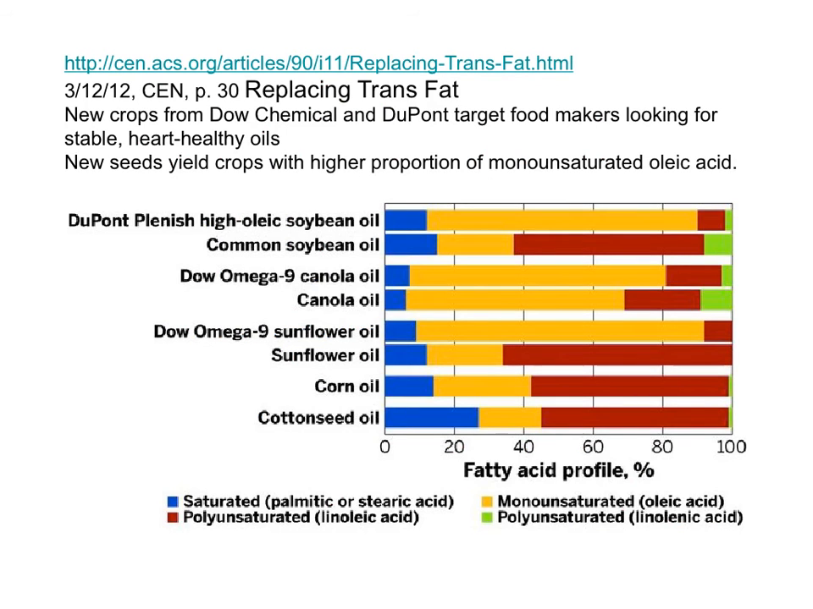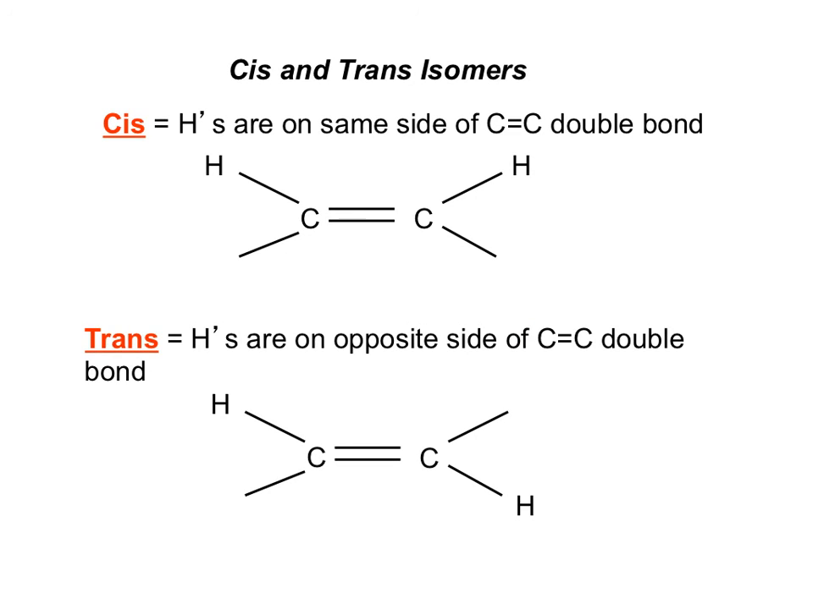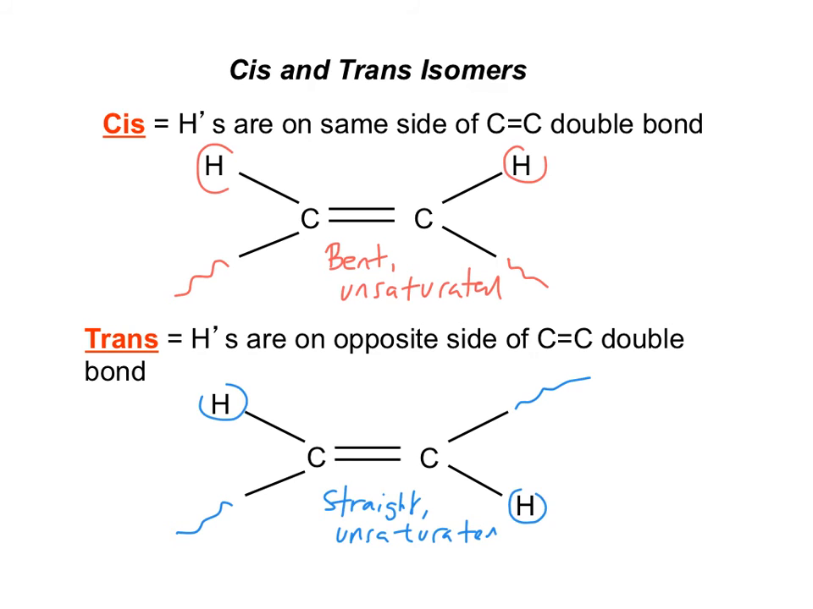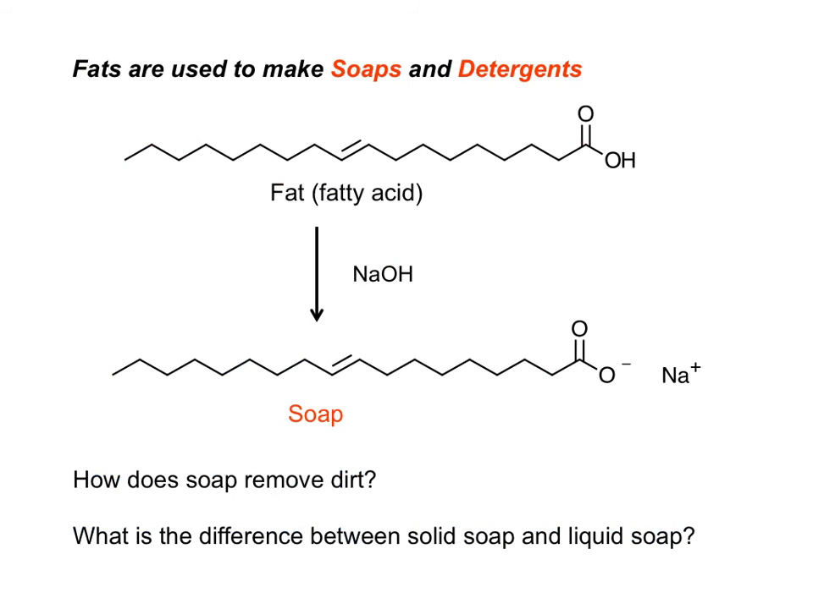Two chemical companies are developing seeds that yield crops with a higher amount of heart-healthy bent unsaturated fats. The bent unsaturated fats are called cis fats. Note that the H's are on the same side of the carbon-carbon double bond. Trans fats are the straight unsaturated fats. The H's are on opposite sides of the carbon-carbon double bond.